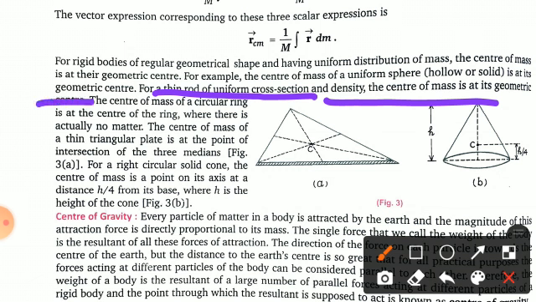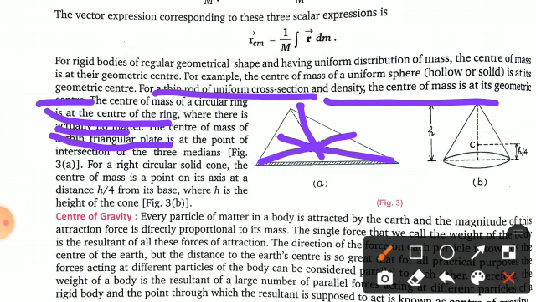So the center of mass of a circular ring is at the center of the ring, where there is actually no matter. The center of mass of a thin triangular plate is at the point of intersection of the 3 medians. You can see here this is the point of intersection. Clear? And for a right circular solid cone, the center of mass is at a point on its axis at a distance h by 4 from its base. This is an important one you should keep in mind: where the center of mass of a cone is situated. It is situated at a height of h by 4 from the base, as you can see from this figure, where h is the height of the cone.